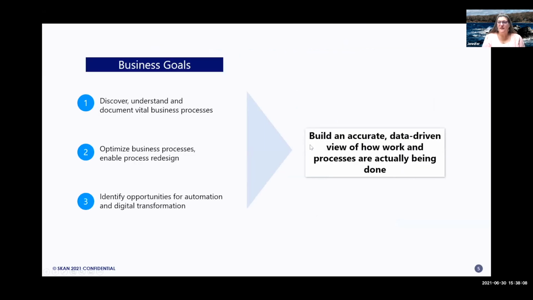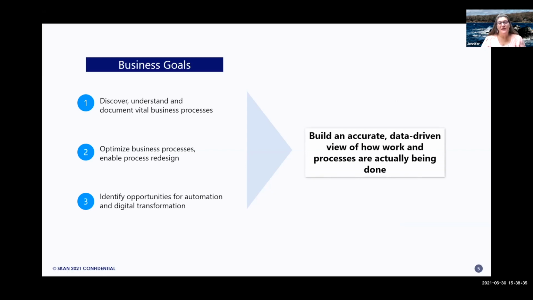So as we think about some of the business goals of this use case and others that are similar, we want to think about how do we understand what the process is, right? What really exists, what is happening or not happening. How do we optimize that process? How do we understand what can be better, where there are roadblocks, where there are challenges?